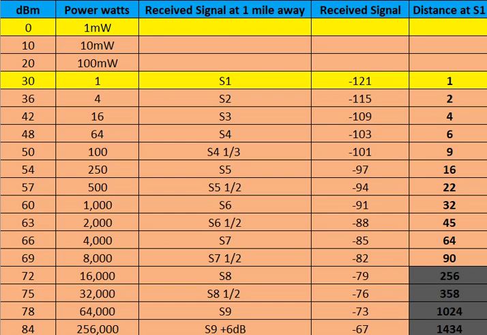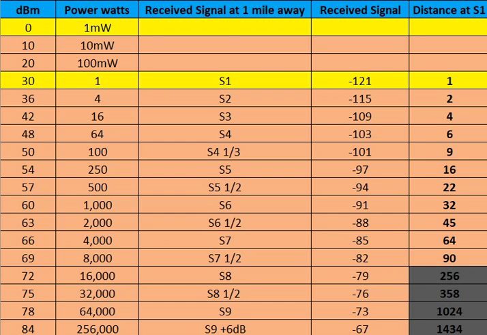Okay. At 1 watt, I'm able to go 1 mile. But if I increase my power to 4 watts, now I can go 2 miles and still have an S1 signal at the receive end. And if I increase my power to 16, I can go 4 miles away. And if I'm running 100 watts, I can go 9 miles. So you can see with a 100 watt radio, you can go 9 miles instead of only 1 mile with a 1 watt radio. And if I run an amplifier at 500 watts, I can go 22 miles now instead of just 1 mile with 1 watt.